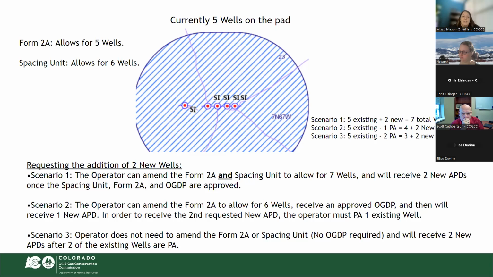Scenario 3 is the operator does not need to amend the Form 2A, does not need to amend the spacing unit, does not need to do an OGDP. What they do need to do is plug and abandon 2 of the existing wells, and then they'll get 2 new APDs. And I have some math there on the right-hand side of the well spots that hopefully can help you figure that out. All right, next slide, please, Hannah.